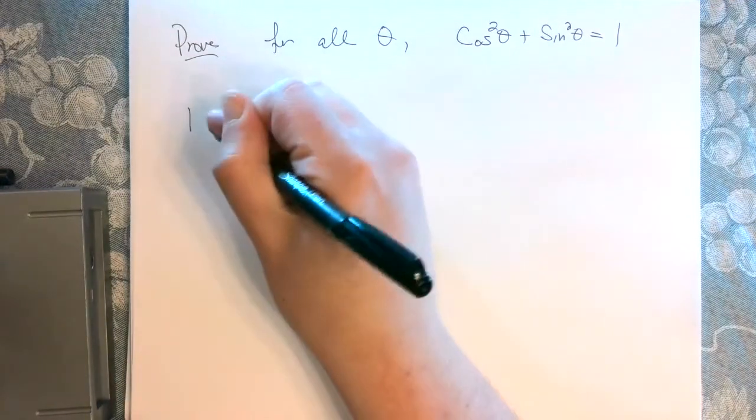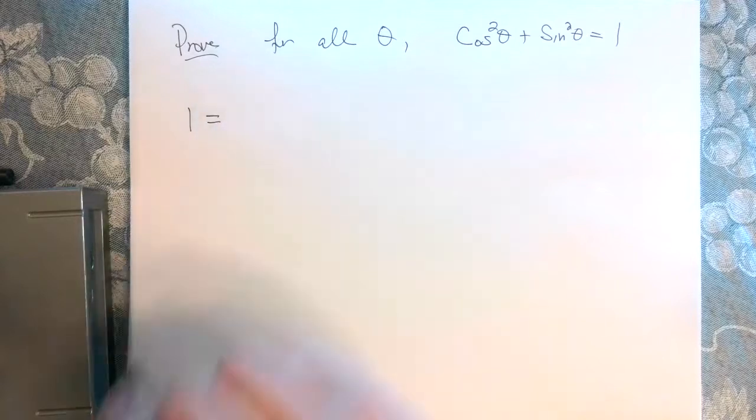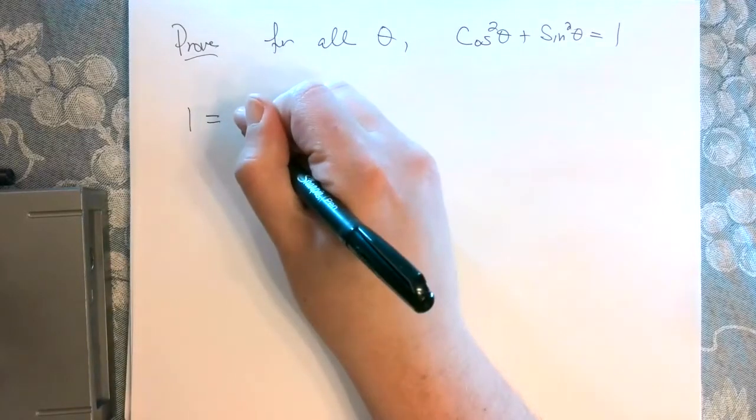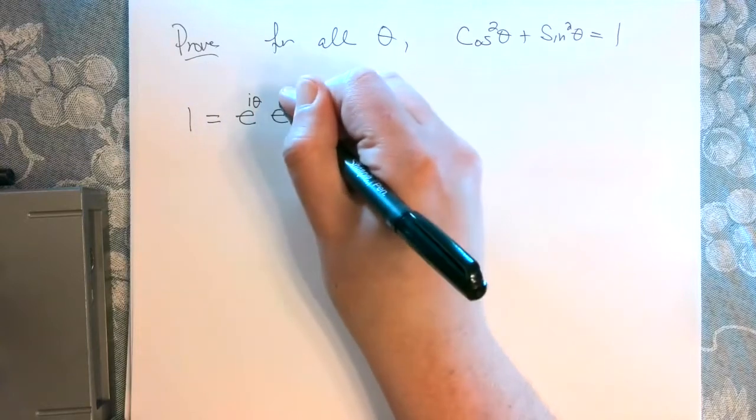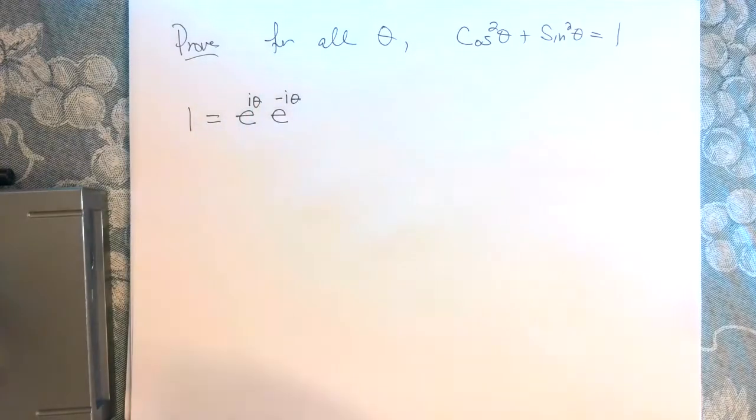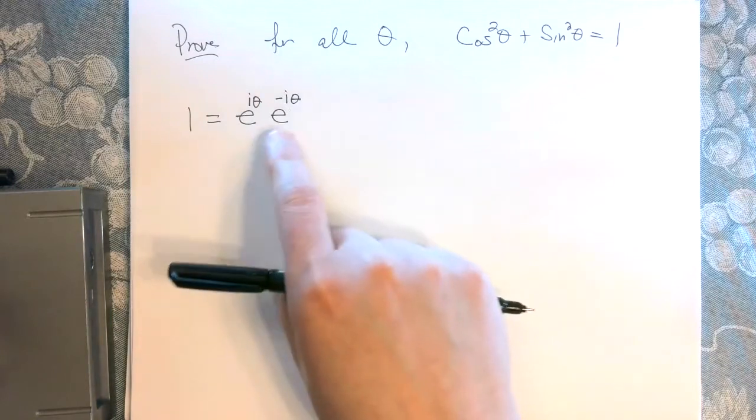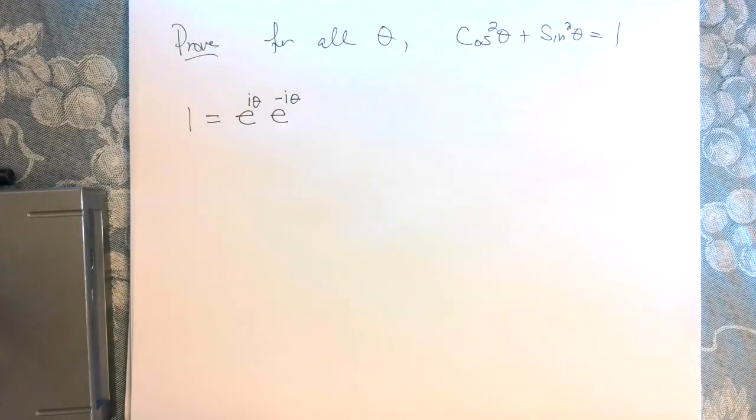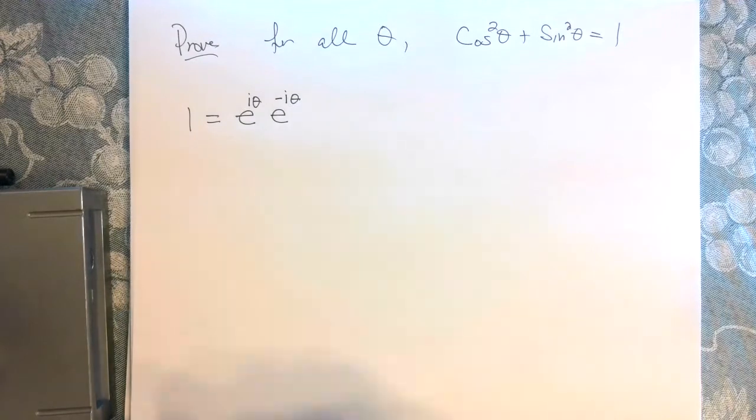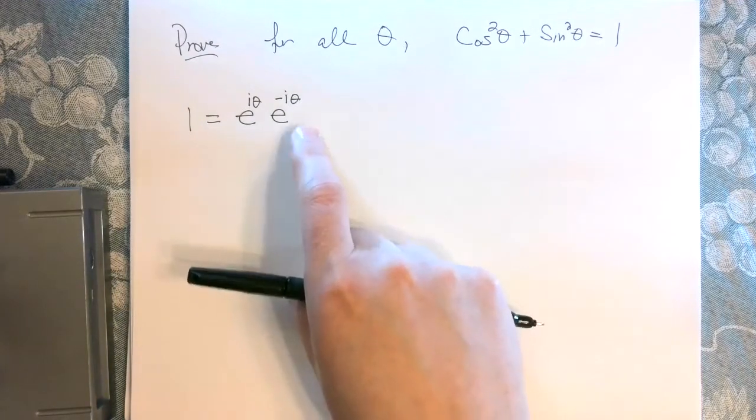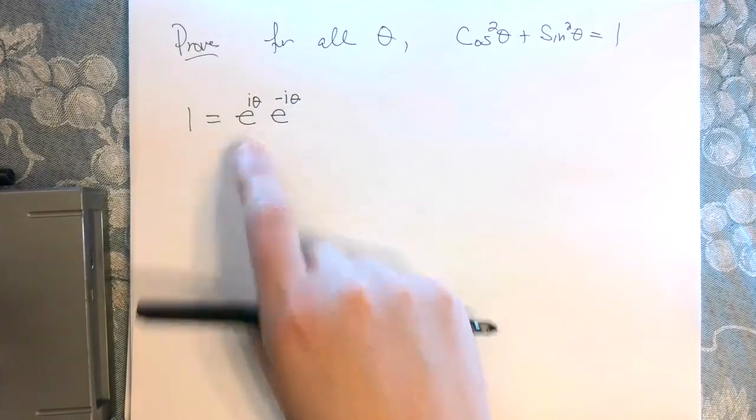Okay, so a way to represent 1 in a clever, useful way is to say that's e to the I theta times e to the minus I theta. And that's helpful because when you multiply the same base, you keep the base the same and add the exponents. Well, the exponent's going to be 0, so that really is 1. Another way to think about this is if I rewrite this as a fraction, it's really this over itself.